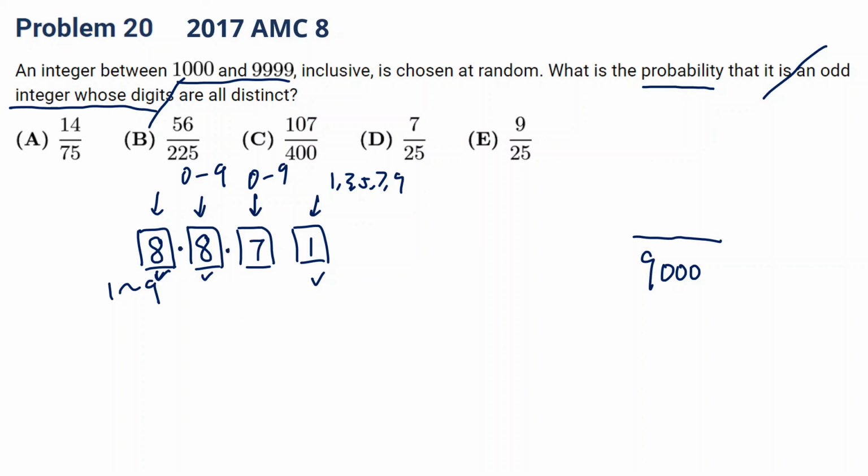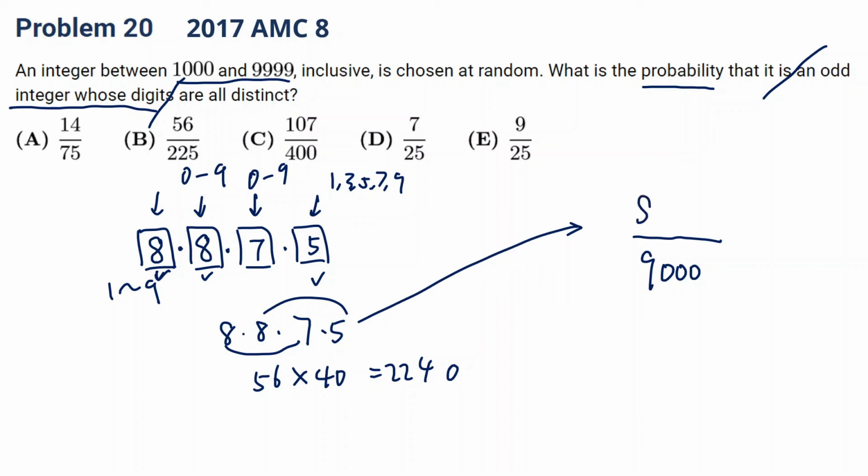And now we multiply them together. So 8 times 8 times 7, that is 448. Oh, this is times 5 choices. So this is 2240. Why don't we just move the numbers to here? We can cancel first.